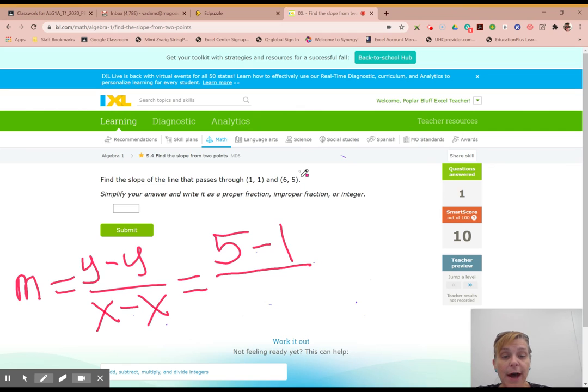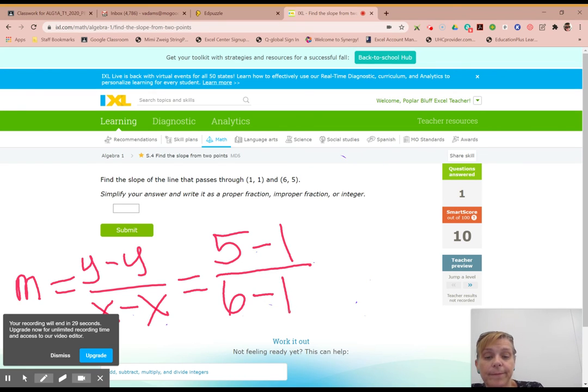Since I chose the 5 to go first, which x should I now choose to go first? We should choose the 6 to go first because the 6 is in the same point as the 5, and since the 5 was the first y, 6 has to be the first x. So go ahead and tell me what this equals right here. And now we know the slope is 4/5.